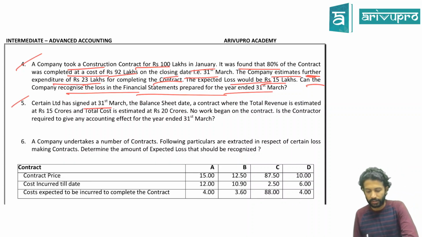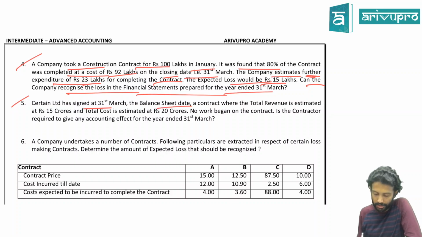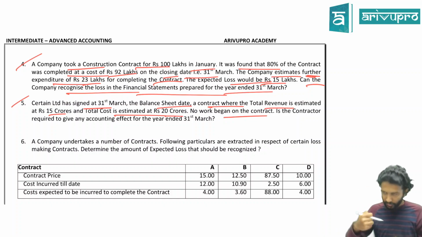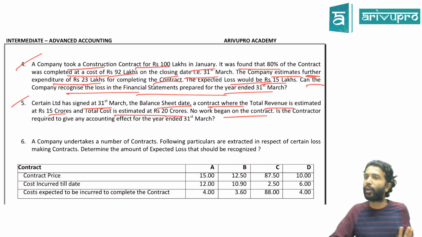Certain Limited has signed, on 31st March, the balance sheet date, a contract wherein total revenue is estimated to be 15 crore and total cost is estimated to be 20 crore. That means total loss is estimated at, is it a profit scenario or loss? Loss. Total loss is estimated at 5 crore. No work has begun on the contract. Such foolish people, such a wrong bid they sent. Revenue they're saying is only 15 crore, but the cost they're expecting is 20 crore. Work has only not begun. Now, only in the first year, when you sign, you are expecting a loss of 5 crore.